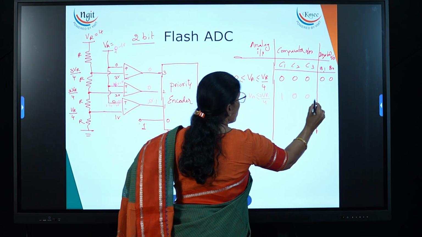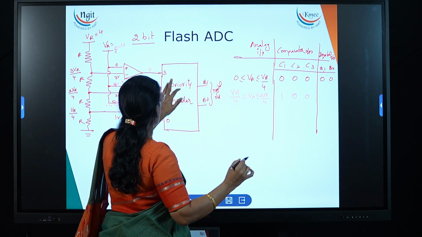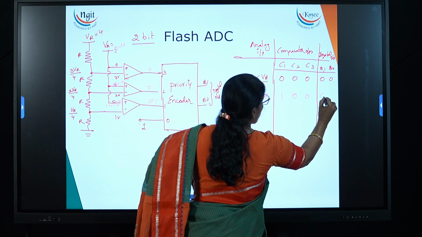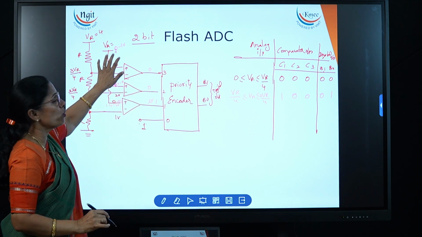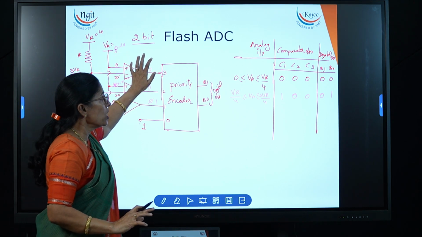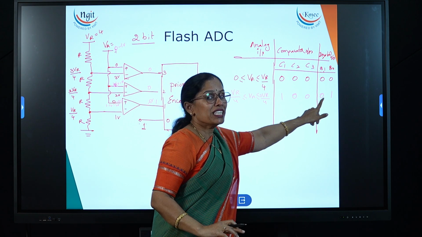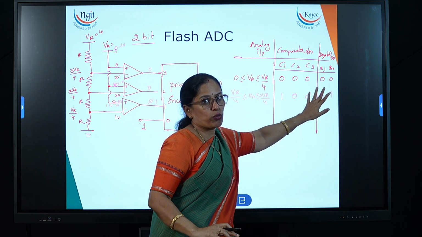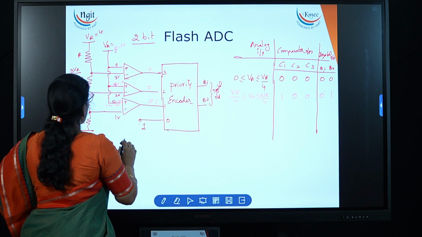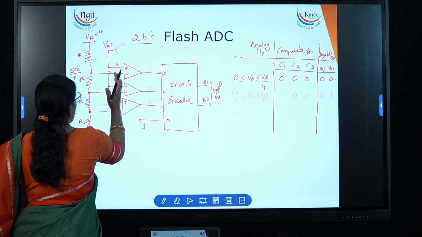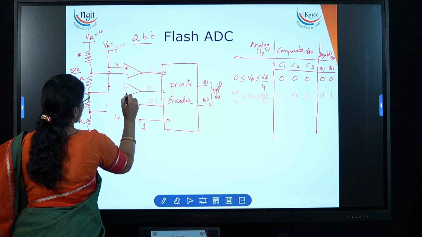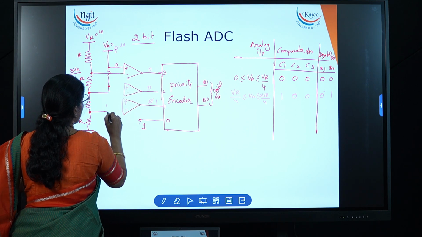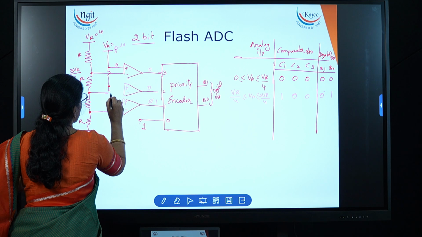Now in this case, the priority encoder will generate the 0, 1. So if I apply the input voltage 1 to 2 volts, it will give 0 1 as a digital output. Now similarly, if I apply a voltage between 2 to 3 volts, here it is plus minus, here it is plus minus.